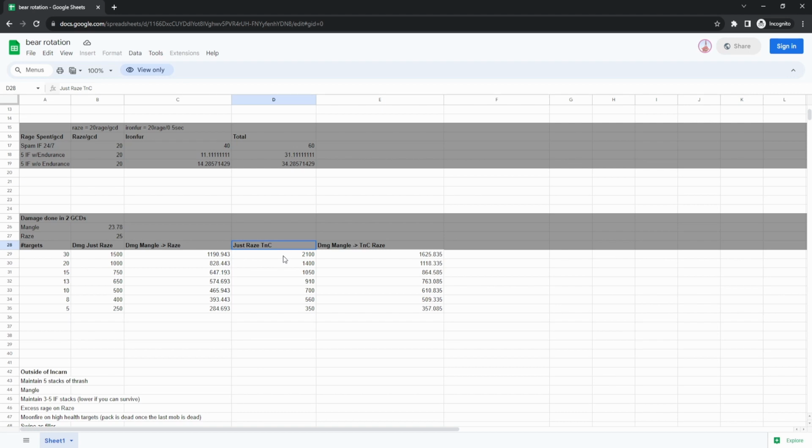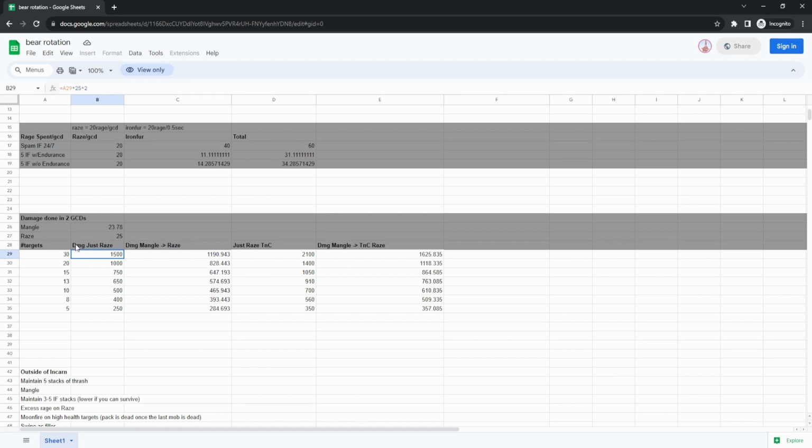This is Raze with just Tooth and Claw procs. So both GCDs are spent on Raze, Tooth and Claw. Both of them are Tooth and Claw procs. And this is Mangle plus Tooth and Claw Raze. And this does take into account Vicious Cycle, since that is a talent you pretty much run most of the time. Well, almost all of the time. It's a lot of DPS increase.